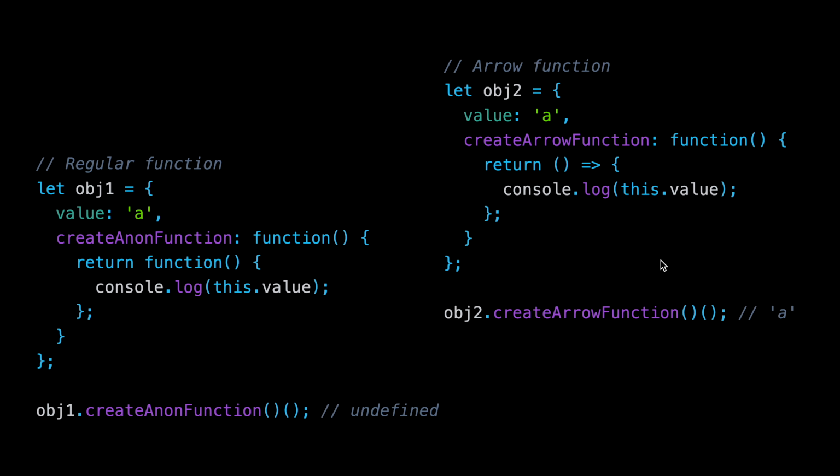In arrow functions, this is lexically bound. It means that it uses this from the code that contains the arrow function. So this.value is going to equal a. Now we'll talk more about objects and how to call functions like this later.